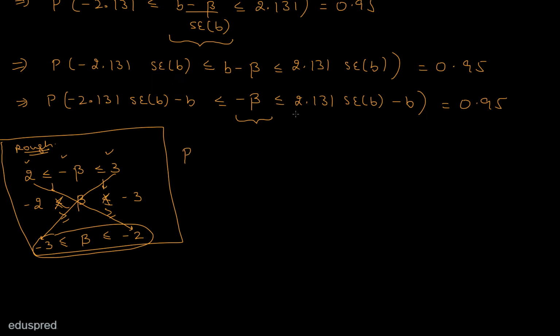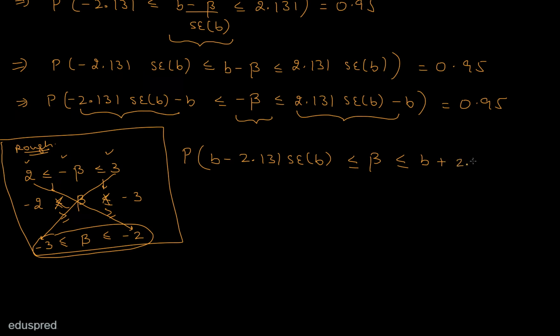So I'm going to multiply this term with minus 1 and then the multiplication of this term with minus 1 will become my first term. So if I multiply this term with minus 1, I'll get b minus 2.131 standard error of b. So this becomes my first term now. Less than equal to minus beta multiplied with minus 1 is just beta. Less than equal to, now the last term is going to be the multiplication of this term with minus 1. The multiplication of this term with minus 1 will give you b plus 2.131 standard error of b equal to 0.95. Okay, so this is what we have got now.